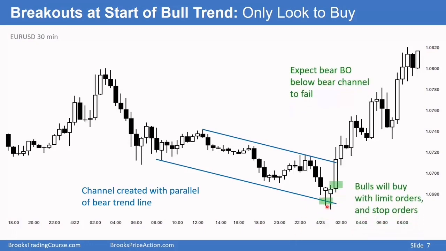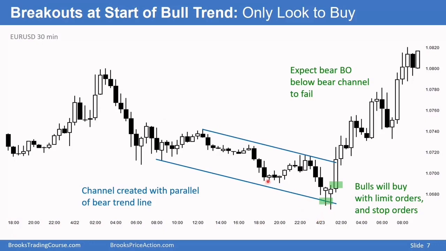Should you be selling at the bottom of the channel, betting on a successful bear breakout? Well, only 25% of the time are you going to get a successful bear breakout below the bottom of the channel. And that's even less likely when the channel is as weak as this. Instead, traders should be looking to buy with limit orders at the bottom of the different channels.